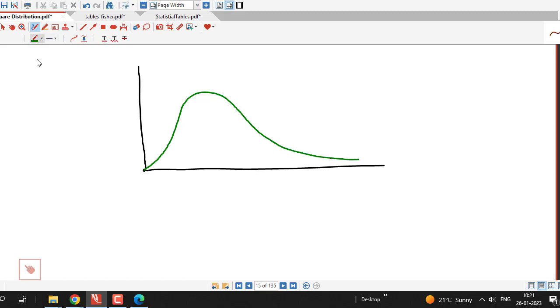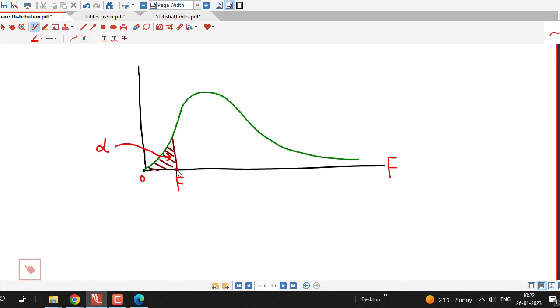Now suppose I am interested in this point on the horizontal axis such that the area to the right of this point is alpha. Then how do we find this critical value of capital F? Here we have 0. So here we are going to use the same logic which we have used in the chi-square distribution table.